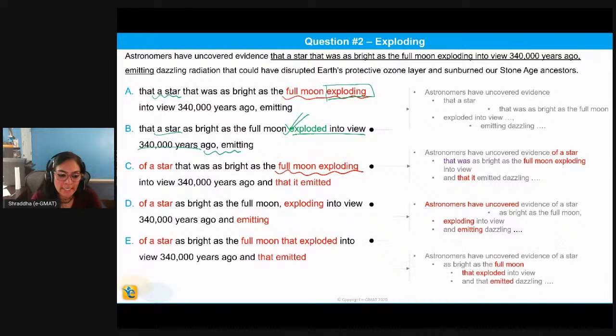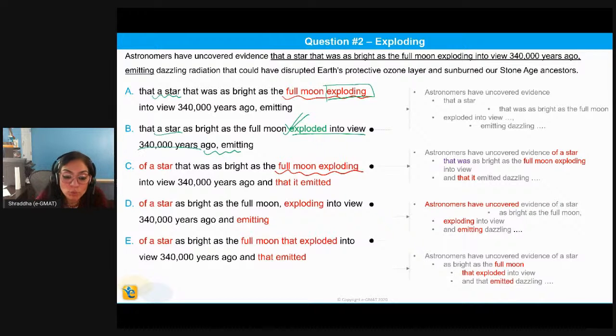Choice E is also incorrect because it says "of a star," which, of course, is wrong. Evidence of a star: in this context, this idiom does not work. I'm not saying that "evidence of" is always incorrect. No, that's not the case. But what happens when you use "evidence of"? We saw the repercussion of it in choice D, how exploding and emitting goes back to the preceding clause, which is astronomers have uncovered. So what is this evidence? This evidence is that a star that was bright exploded, and so on and so forth. But in the context of this sentence, "evidence of a star" does not work, because the change in the structure changes the function of all the entities that have been used after that. So "of a star" is wrong in this sentence.